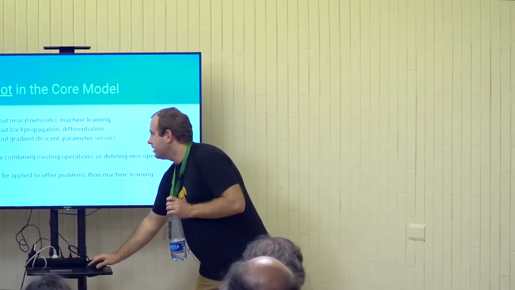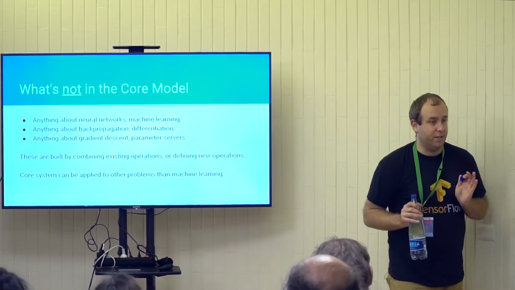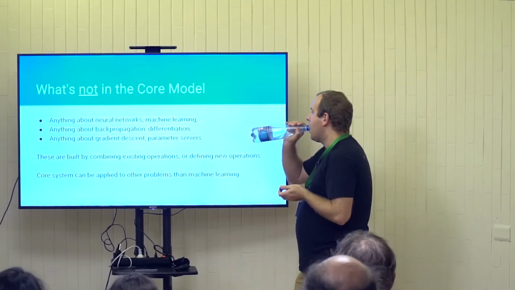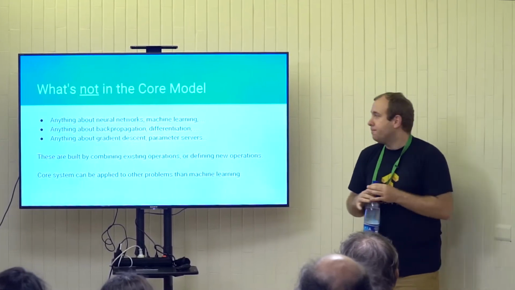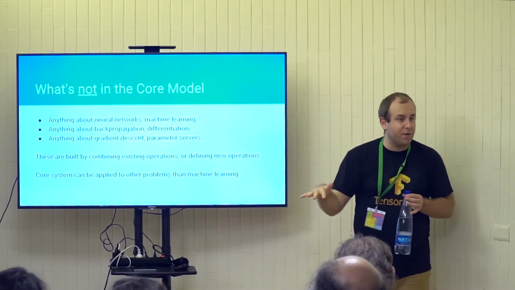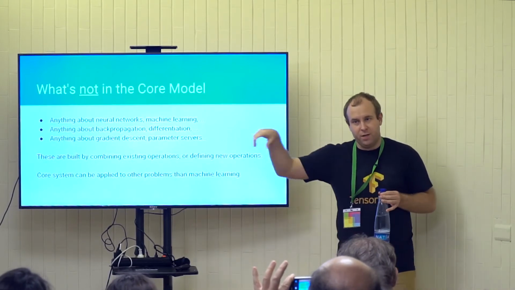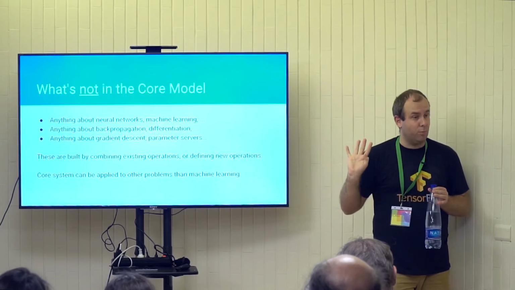OK, so what's not in the core model? As you see, there is no mention of neural networks there. There is no backpropagation. There is no gradient. And when it comes to the distributed thing, people used to have things like parameter servers and workers. So the parameters would be distributed, they'd be sending everywhere. There is nothing about this in the core model.